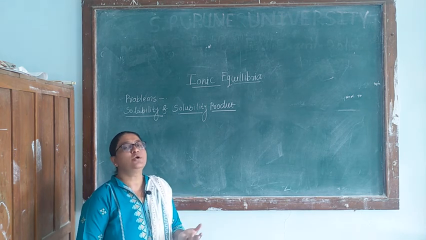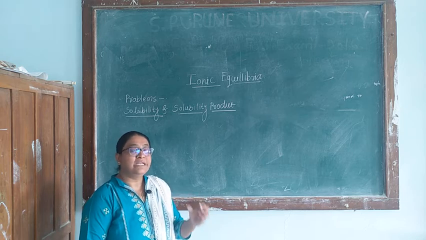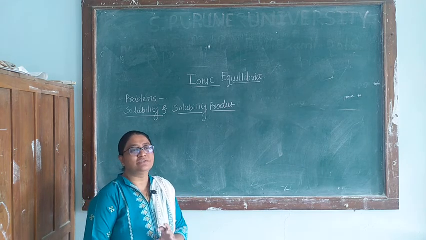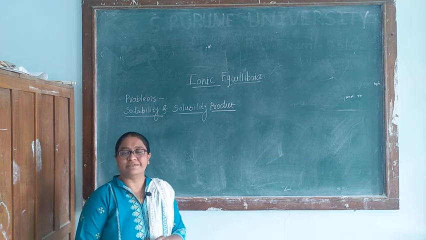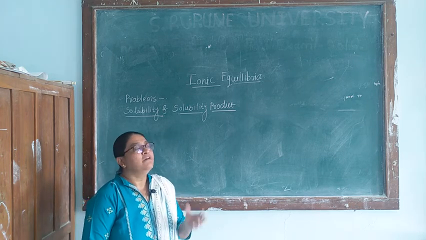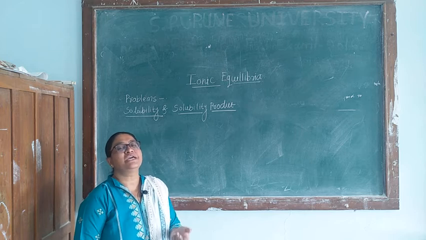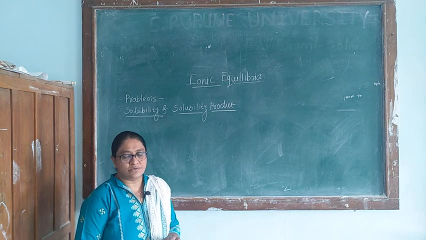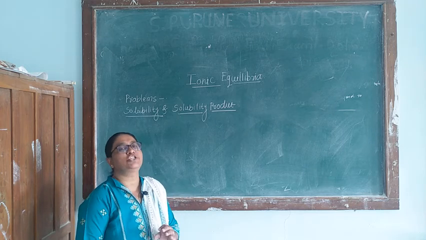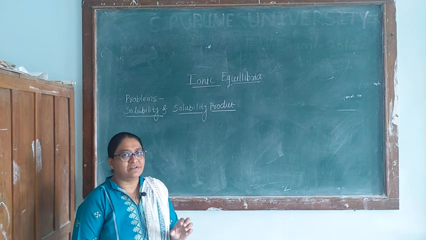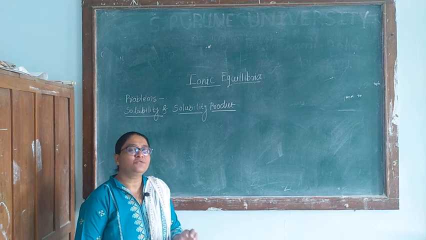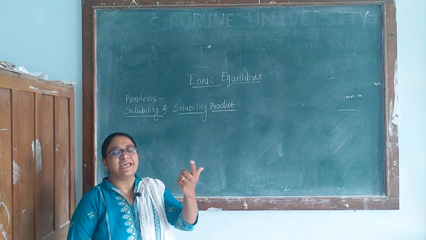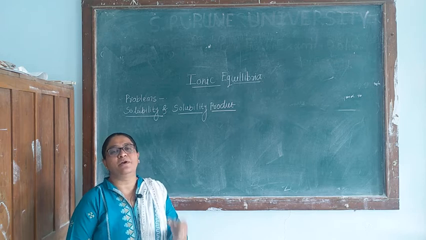Therefore, it is the product of the ionic concentrations raised to their proper powers. What are these proper powers? When we see the ionization reaction of any sparingly soluble salt, the number of times a specific ion is formed in the reaction, that number must be raised as a power in the solubility product.